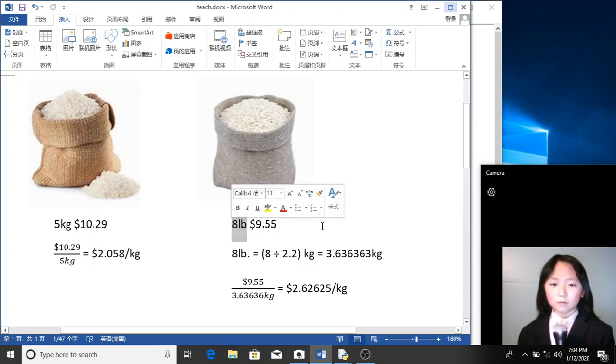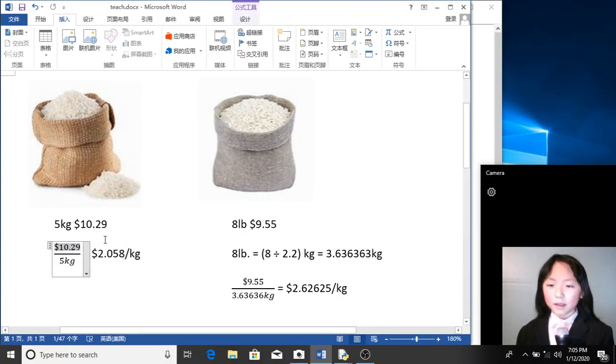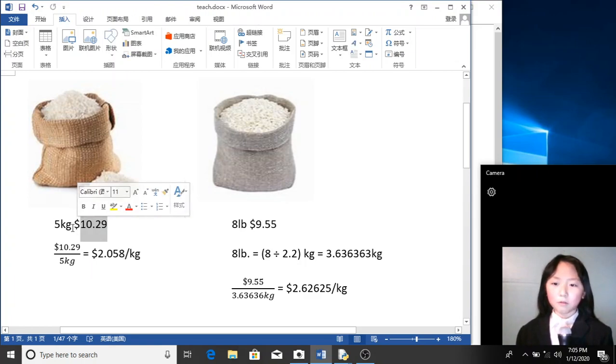To find out which bag of rice is the better deal, you will have to find out how much they each cost per unit, and we should convert them to the same unit in order to find out. Over here, I'm converting mine to kilos. To find out how much this bag of rice costs per kilo, we divide the price by the weight, and I get this.